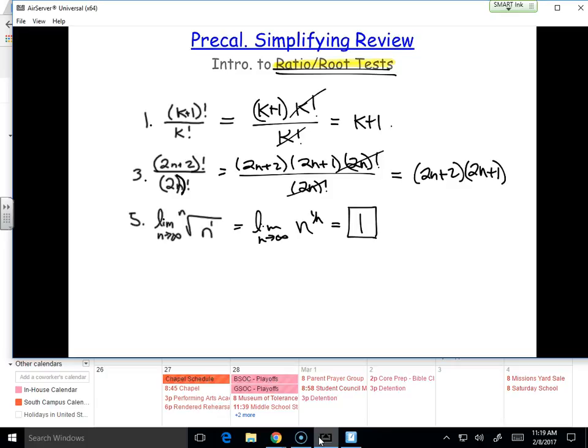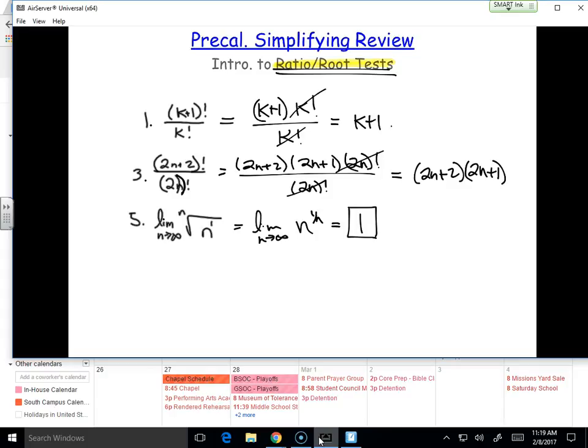Anything to the 0 is 1, but double check. Isn't this technically infinity to the 0? Sorry, yeah. But don't we have a card of special converging sequences? Yeah. And isn't this one of them? Maybe. And doesn't it equal 1?